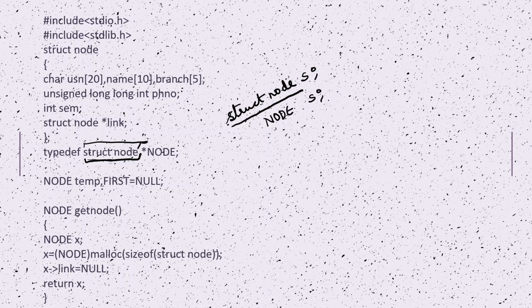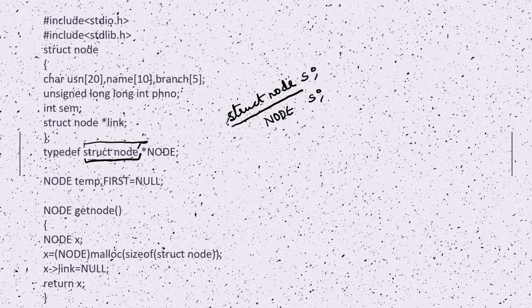This is like an alias, like the second name. Not the name, this one is like the data type. So from now on, I will not be using struct node. Instead, I will be using just node. That is the alternate name that I have given.